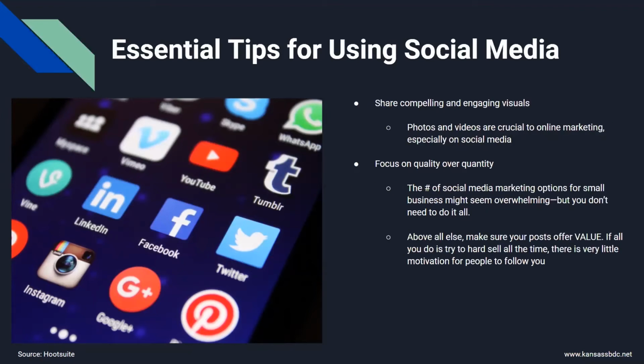So share compelling and engaging visuals. Photos and videos are absolutely crucial to online marketing, especially social media. We kind of get into a little bit more later on with the types of images that you can use, but when it comes to online marketing across the board, you want to make sure that you have some sort of visual component to your online content. So we as humans, we retain information 6 times more if we see a relevant image paired with text or with content. So it's always important to have some sort of visual element to your social media posts.